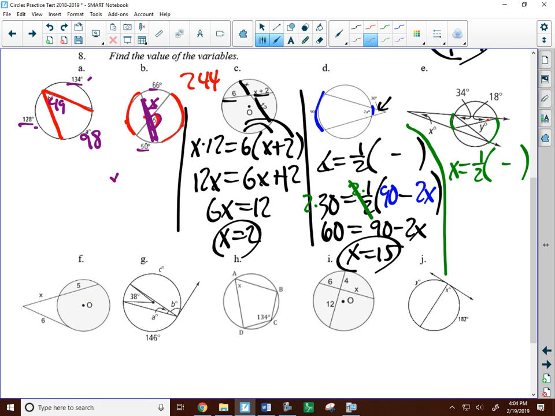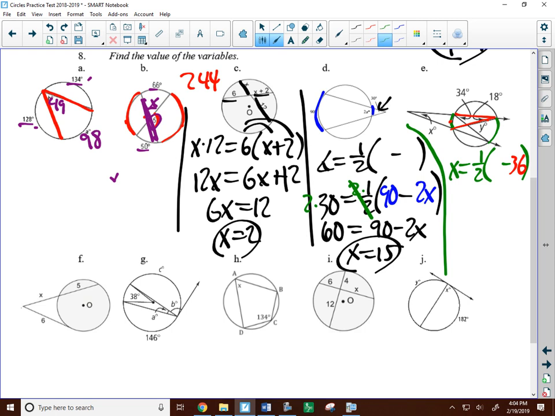The 18 is inscribed to this arc. Therefore, the 18 is half. So the arc we want, the inside one, is 36. Outside minus inside, so 36 minus second.